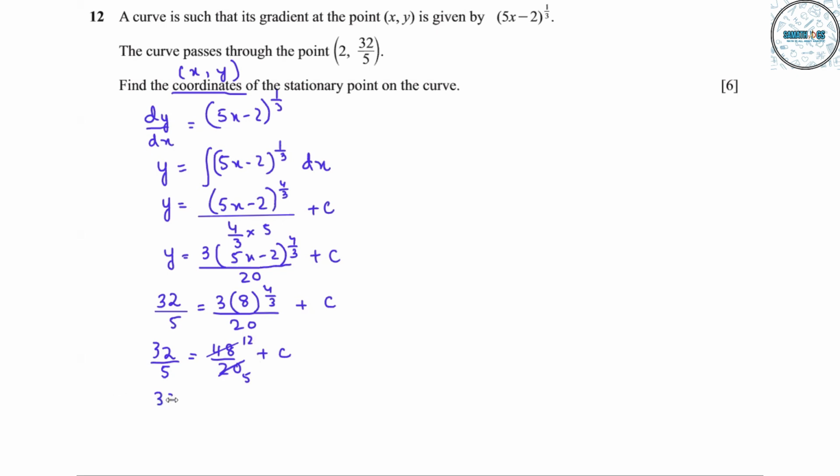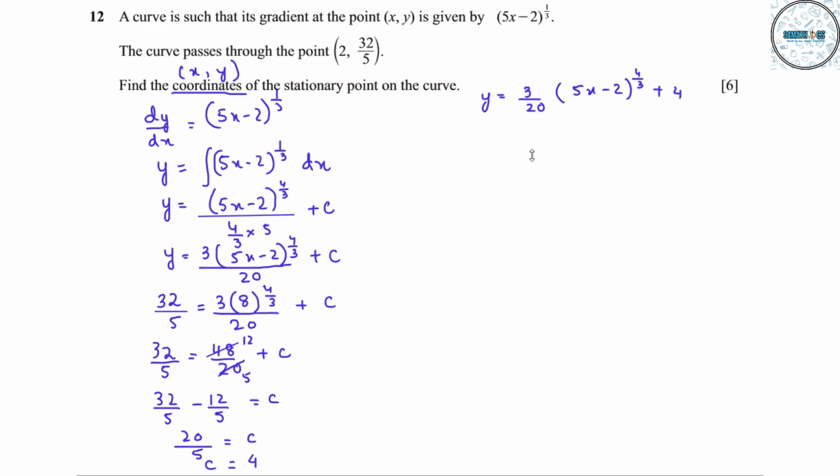So we will have 32 upon 5 minus 12 upon 5, which is equal to c. So c is equal to 20 upon 5, which is 4. So c is equal to 4. We have got the equation of y as 3 upon 20 into 5x minus 2 with power 4 upon 3 plus 4.